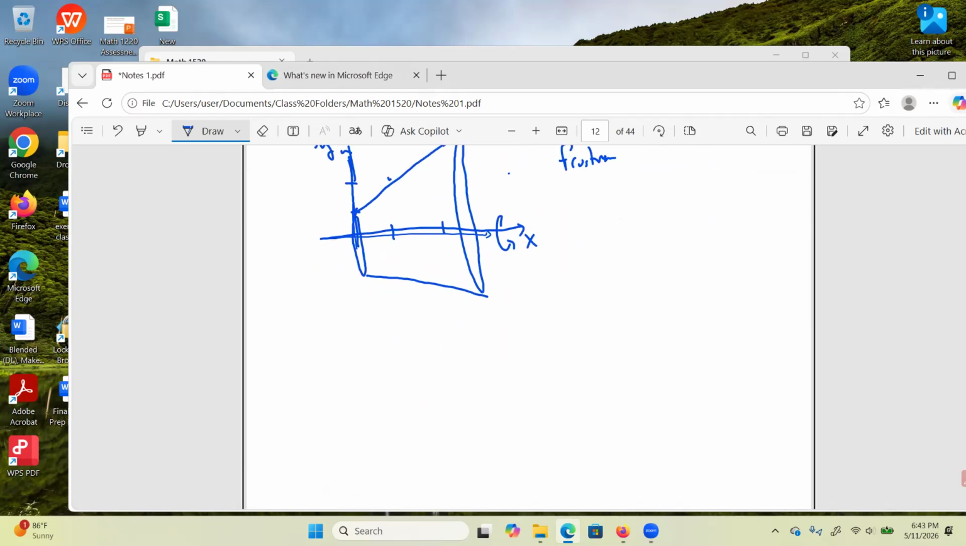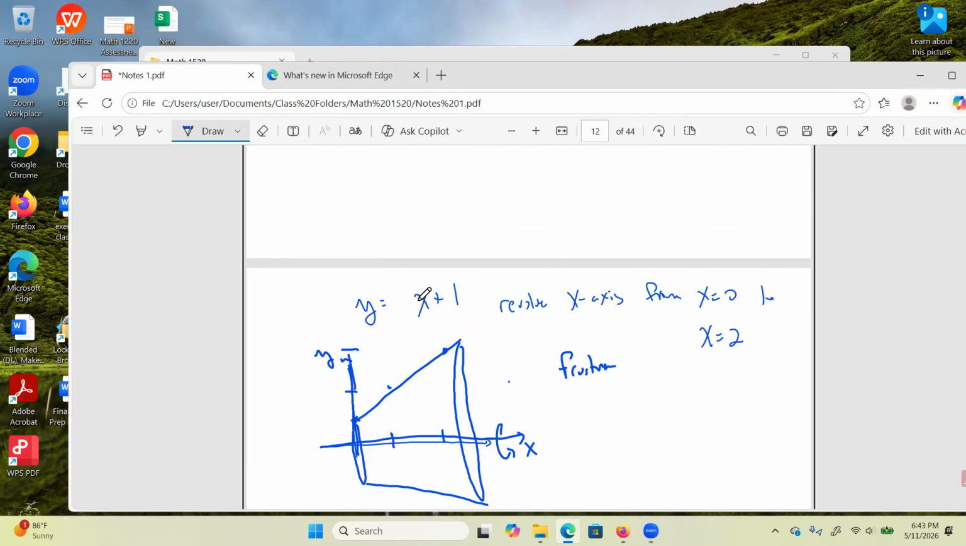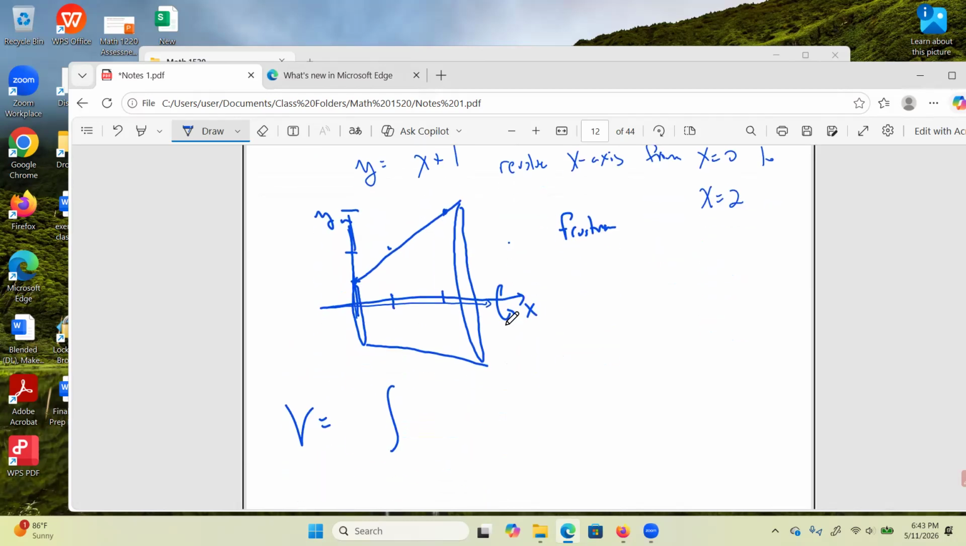Okay, so we're going to say our V is equal to the integral from... what is our A and our B? Well, our A and our B are going to go from x equals 0 to x equals 2. So we're going to go from 0 to 2. We have (x plus 1) squared dx, and we have a pi out in front here. And that's going to be my value here.